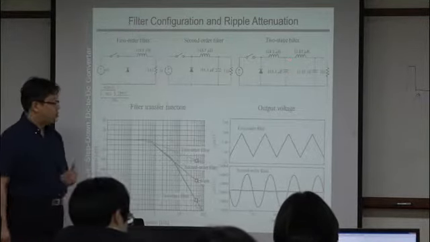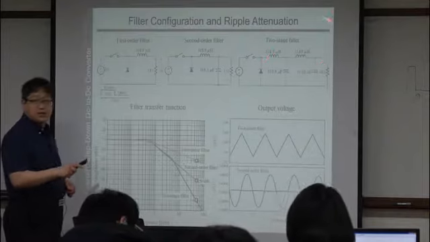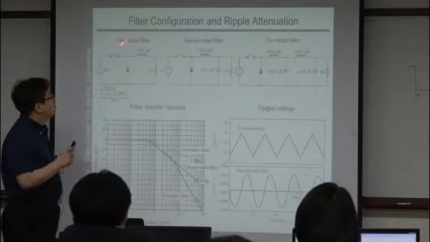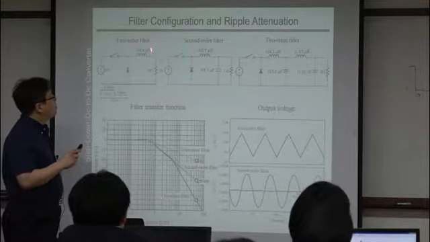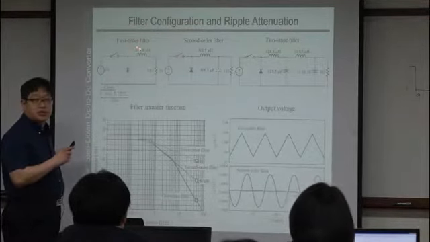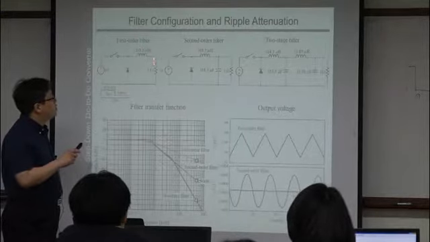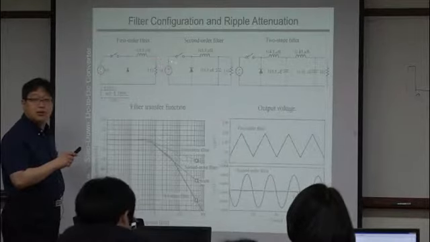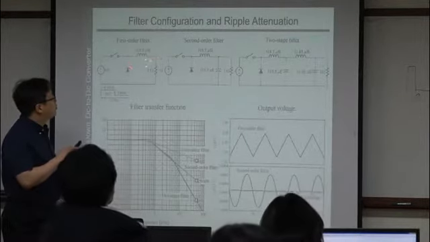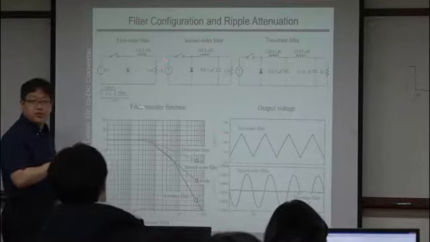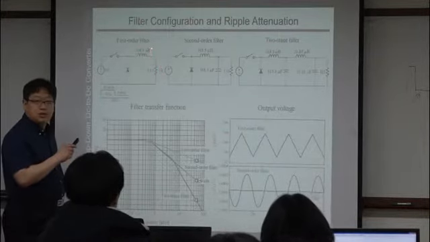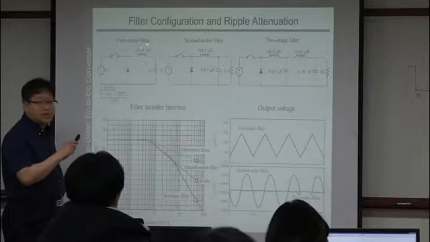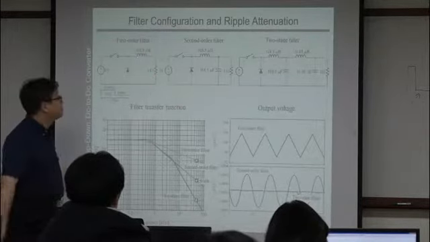In terms of ripple attenuation, this is the best. But it requires more components. And what about this? If you simply equip this single inductor, then your output voltage cannot be regulated. I mean, it also contains harmonic components. So for current control applications, you can simply apply this single inductor. But if your target is to obtain the output voltage, then you cannot apply this circuit.